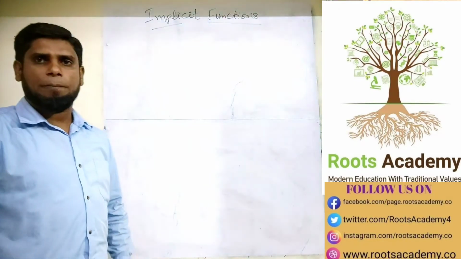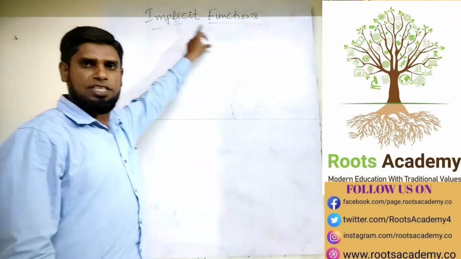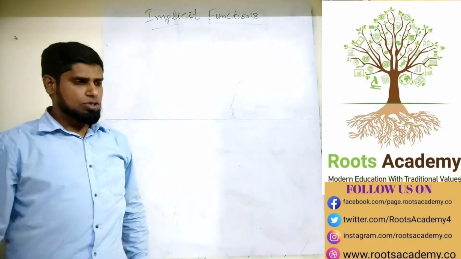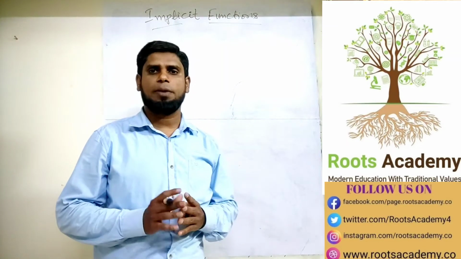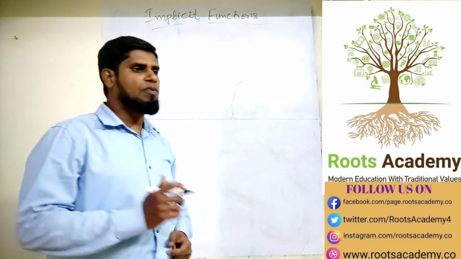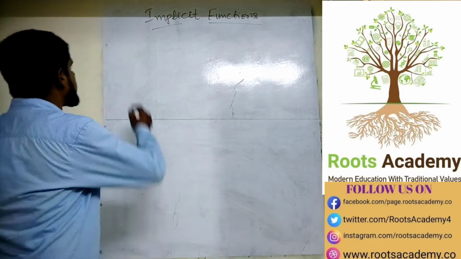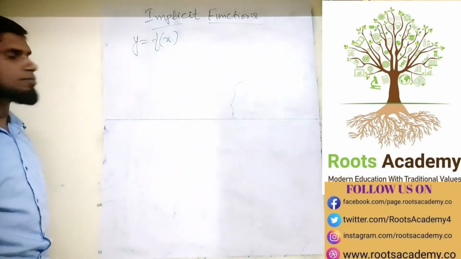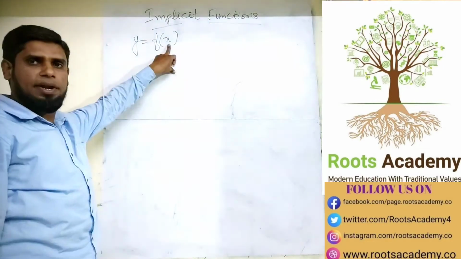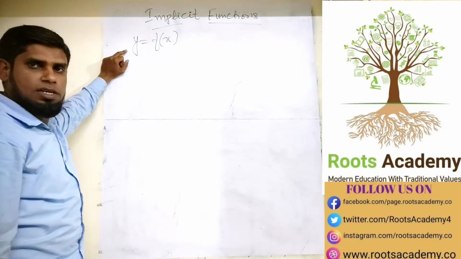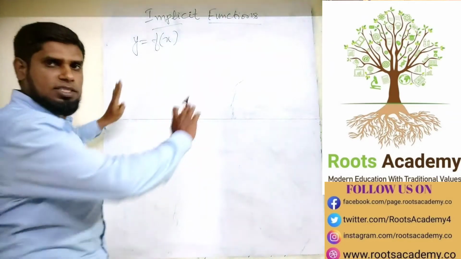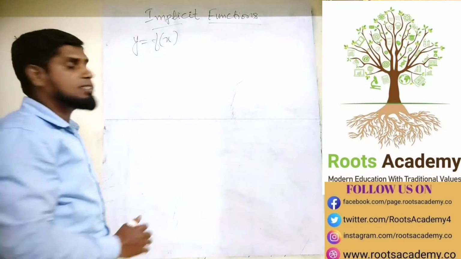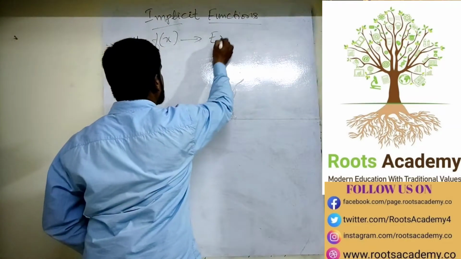This is the second topic in our second PUC differentiation: implicit functions. Students, what exactly is an implicit function? So far, whatever functions we discussed are in this format: y is equal to f of x, where x is independent and y is dependent. This kind of function, where x and y are completely separated, is called an explicit function.